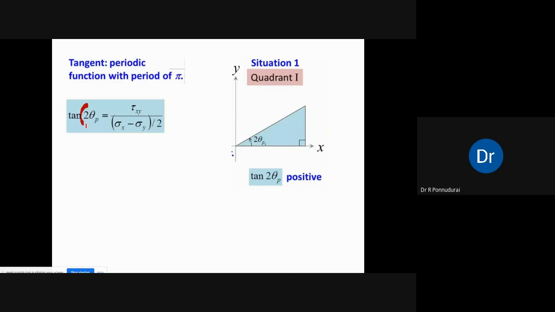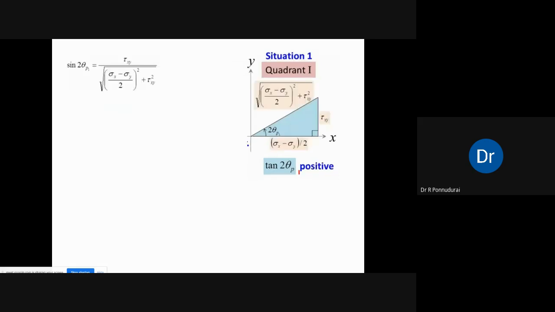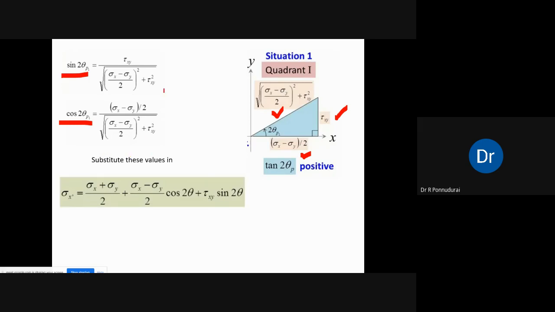Suppose tan 2 theta p. Tan will always be positive in the first quadrant as well as the third quadrant. If we take the first quadrant, we can get the expression like this. The opposite side is tau xy, the adjacent side will be sigma x minus sigma y by 2. From this you can get the value of the hypotenuse. So you can calculate sine 2 theta and cos 2 theta from this triangle. Substitute these two values, sin 2 theta and cos 2 theta. So we can get sigma 1.